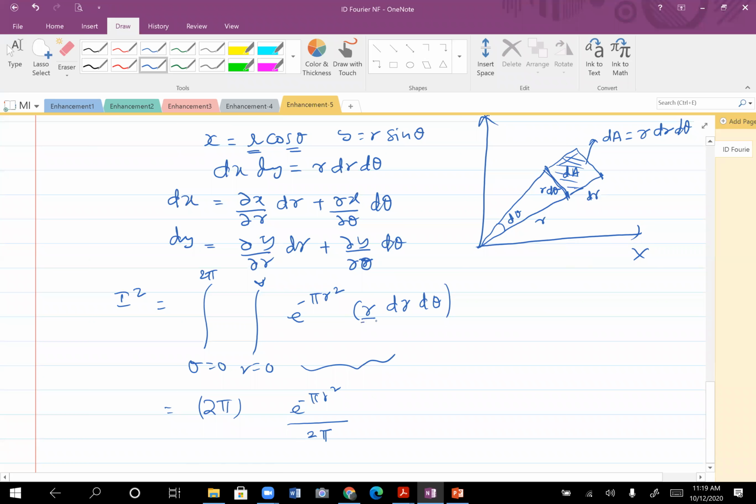This r is taking care of whatever is coming to r, right? This will be 2 pi. So then is that all or something else? E power minus pi r square by, still something is missing. So limits from 0 to infinity. Okay, that's there. Still something is missing. Minus. Right, minus 2 pi. So now what could happen? This and this would cancel.